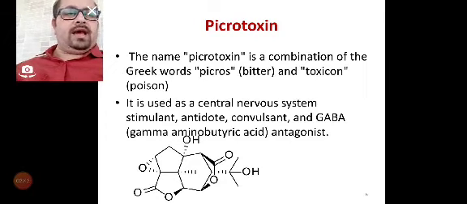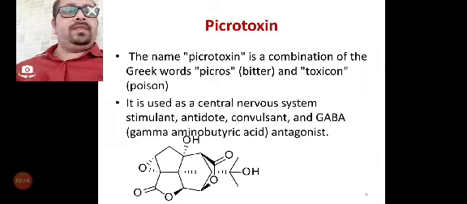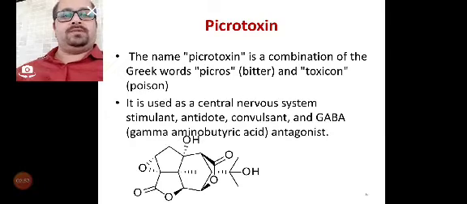It is used as a central nervous system stimulant. It stimulates the central nervous system. It is also used as an antidote. It is used in convulsion disorders because it acts on the GABA receptor. It's a GABA receptor antagonist. All of you know that GABA is an ion channel receptor. It's a chloride ion channel receptor. So it antagonizes that chloride channel.